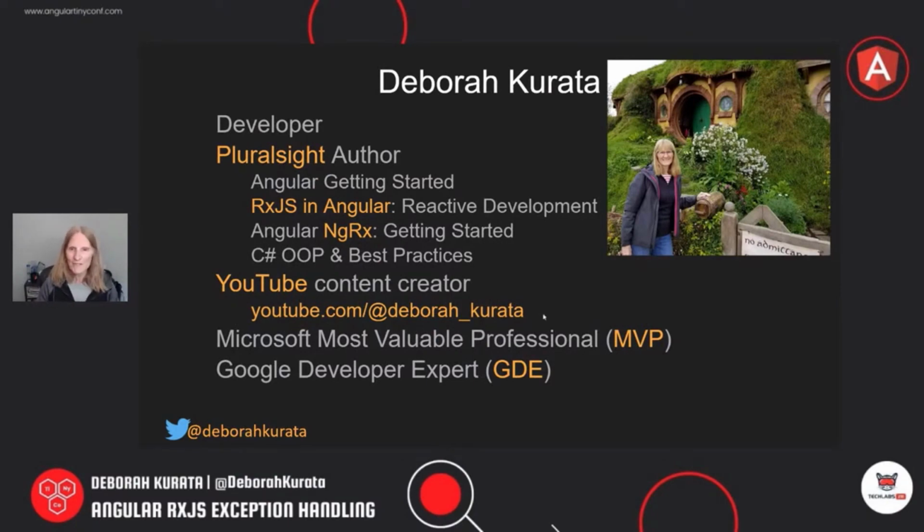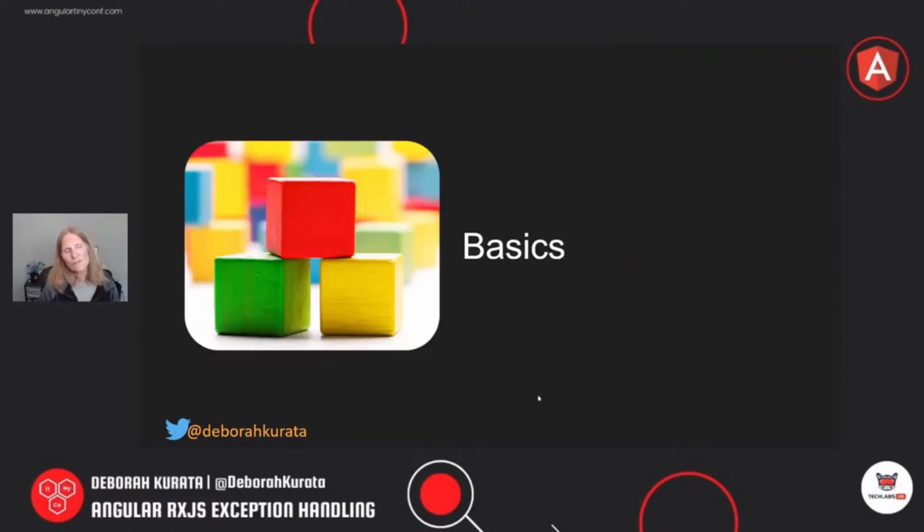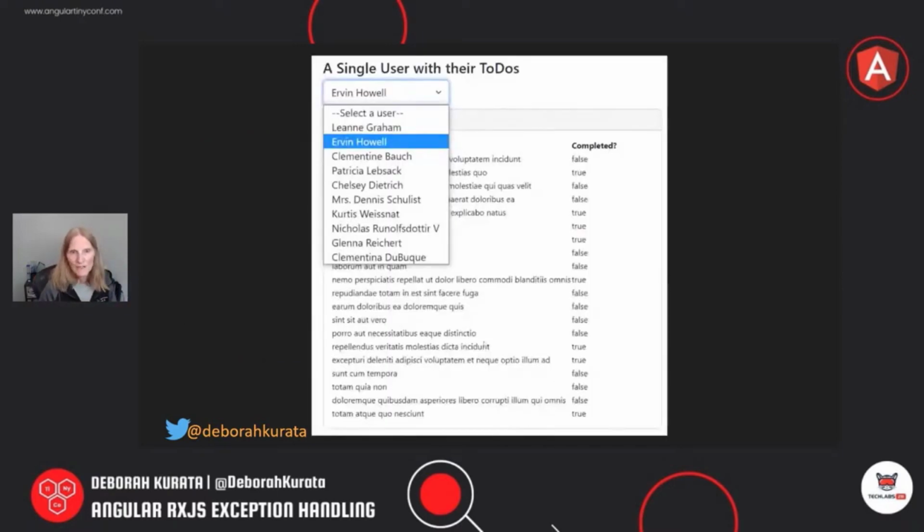I wanted to start with just a couple of basics just to make sure we're all on the same page with some terminology. And then we'll jump into the exception handling. So here is a UI that we're going to be working with. We have a list of all of our users. The user is going to pick one of those users and display all of their to-dos, which helpfully are all written in Latin. And then it marks whether they're completed or not.